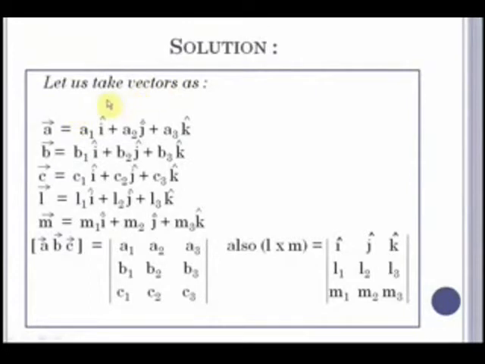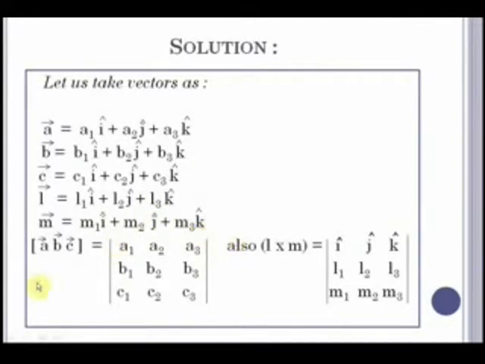Let us take the vectors A, B, C, L, M as A equal to A1 i cap plus A2 j cap plus A3 k cap, vector B as equal to B1 i cap plus B2 j cap plus B3 k cap, vector C as equal to C1 i cap plus C2 j cap plus C3 k cap, vector L as equal to L1 i cap plus L2 j cap plus L3 k cap, and vector M as equal to M1 i cap plus M2 j cap plus M3 k cap.